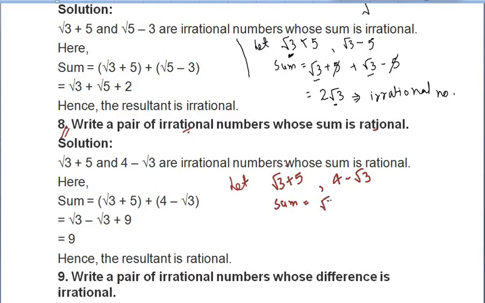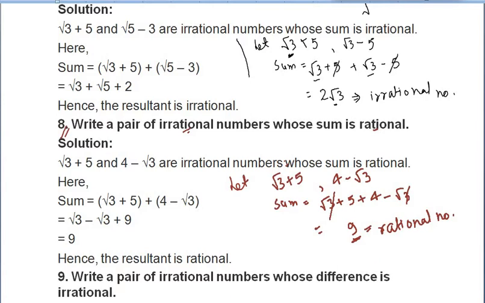Sum is under root 3 plus 5 plus 4 minus under root 3. So you see what will happen here: 5 plus 4 will become 9, and plus under root 3 and minus under root 3 will get cancelled. You see in the answer there is no under root, so this is a rational number.